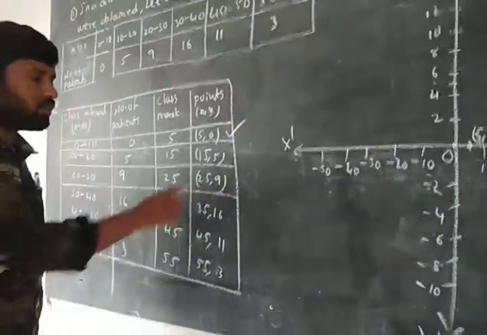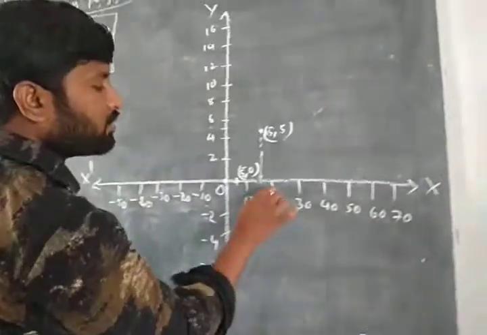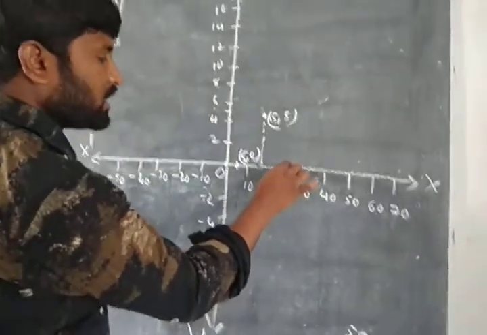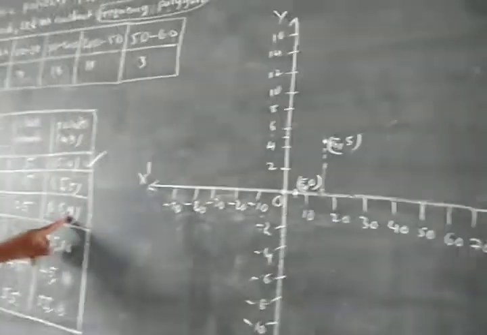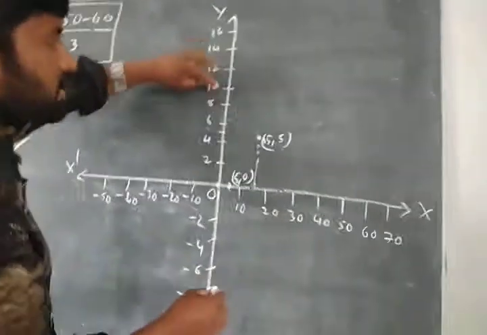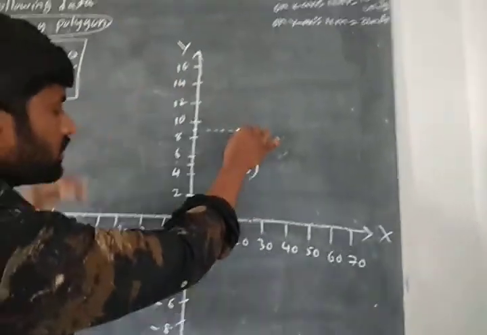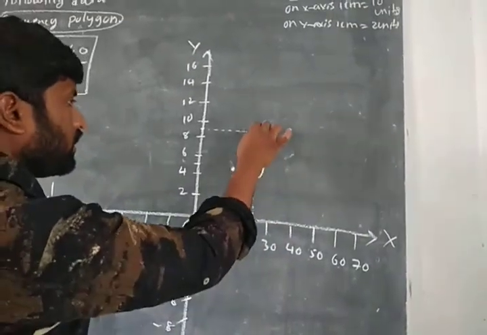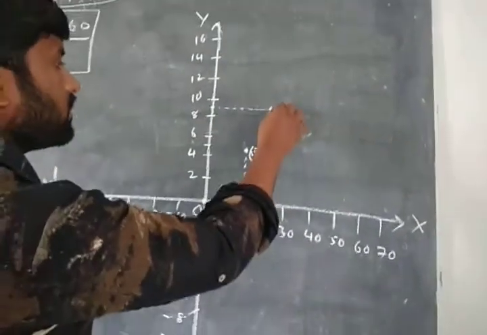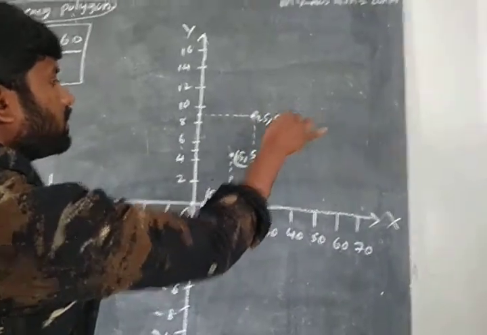And next the point is 25 comma 9. On the x-axis we can take 25, which is in between 20 and 30. And on the y-axis, 9 is in between 8 and 10. Like this you take it, and this is the required point for 25 comma 9.